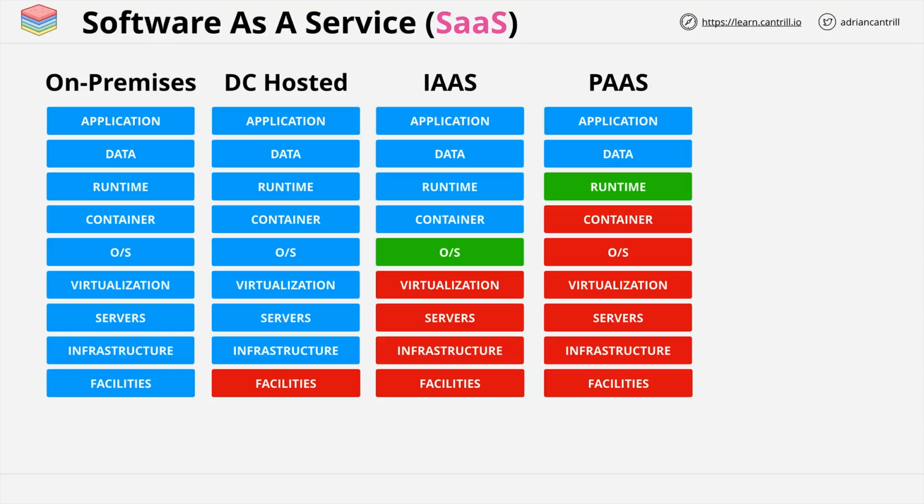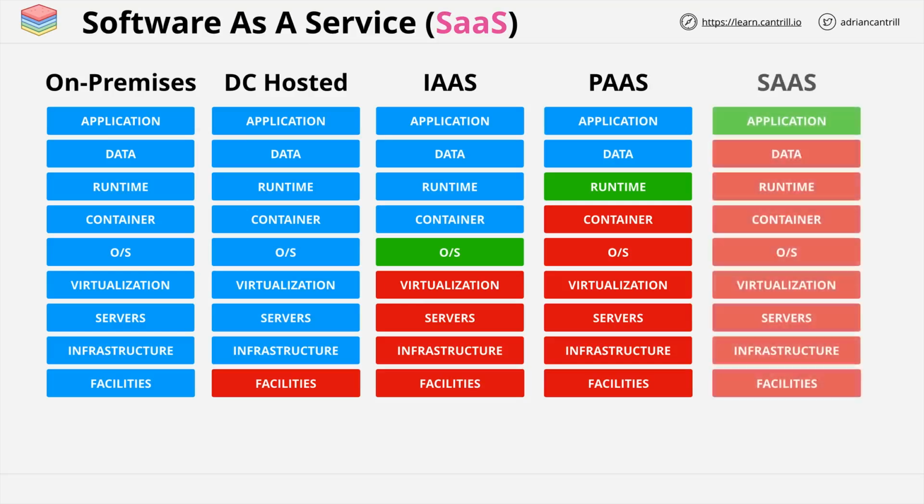The final service model is Software as a Service, or SaaS. And with SaaS, you consume the application. You have no exposure to anything else. You pay a monthly fee for consuming the application. You get it as a service. Now, examples of SaaS products include Netflix, Dropbox, Office 365, Flickr, even Google Mail.